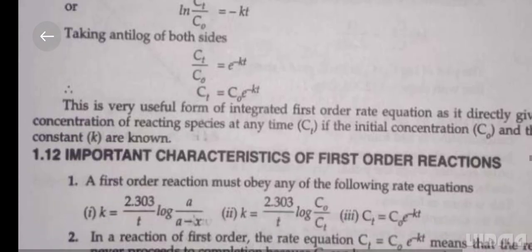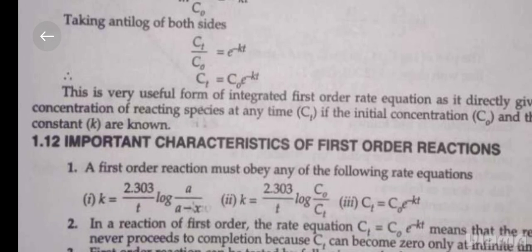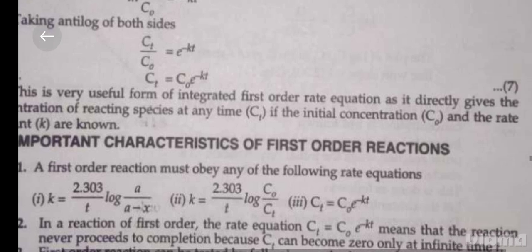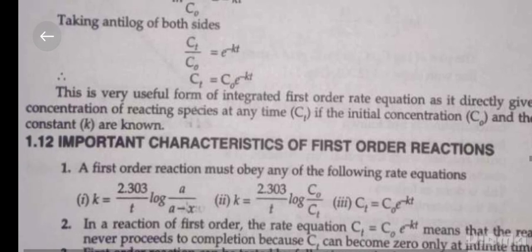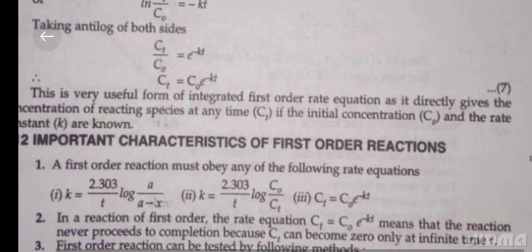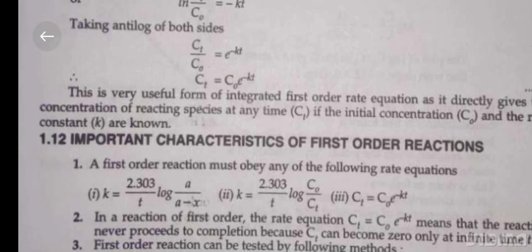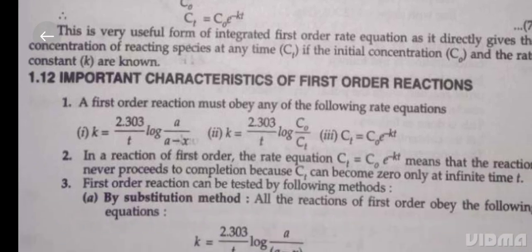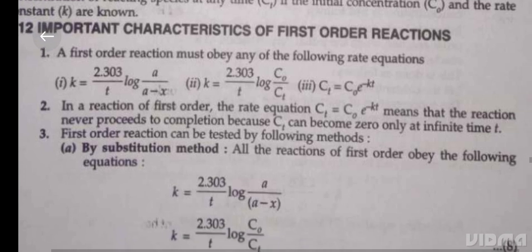Taking anti-log of both sides, Ct upon C0 is equal to e to the power minus kt. This is a very useful form of the integrated first order rate equation, as it directly gives the concentration of reacting species at any time if the initial concentration and the rate constant are known. Important characteristics of first order reactions: a first order reaction must obey any of the following rate equations.